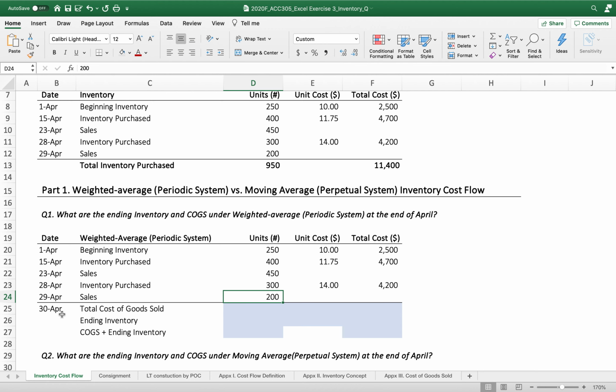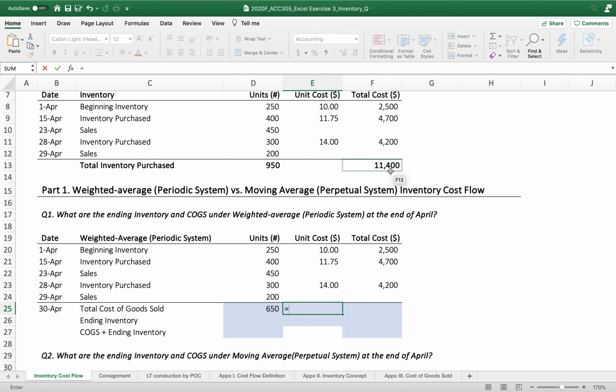At the end of the period, April 30th, now we want to calculate the cost of goods sold. So let's go together. How many units of cost of goods sold did we sell? We have the sales here, 450, plus the sales on April 29th. Next, in order to get the total cost of goods sold, we need to get the unit cost of goods sold based on the weighted average in financial accounting. How do you get it?